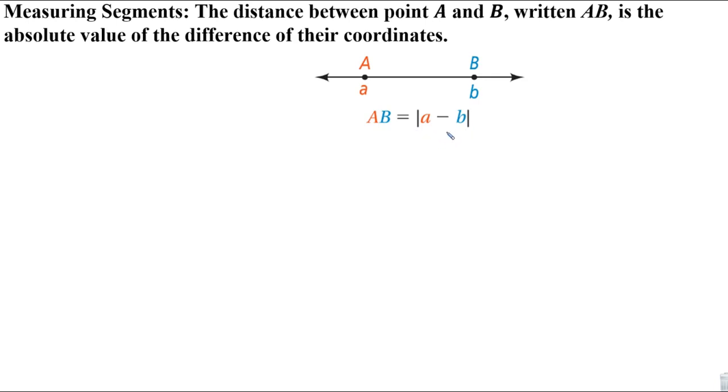In other words, subtract their coordinates, then make whatever we have positive. All right, that absolute value is there just so I don't need to worry about what order to subtract the coordinates in. Okay, it'll always give me a positive distance, because we know distances should be positive.